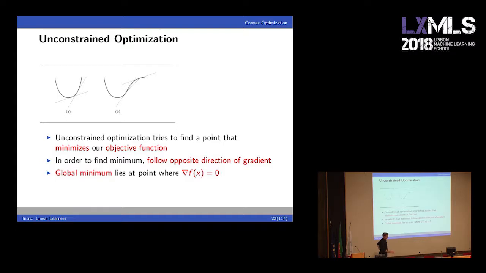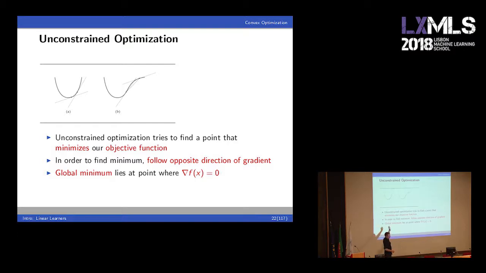So, two words on convex optimization. I can't do a full class on convex optimization, so we will look at two different ways. One is unconstrained optimization. That's the easy one. What we want to do is minimize an objective function.